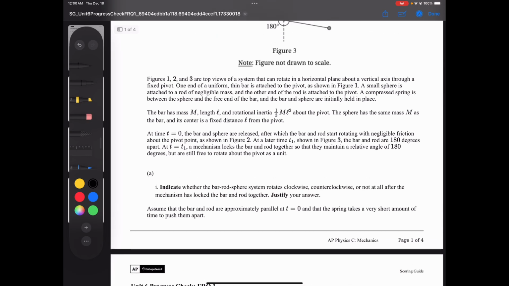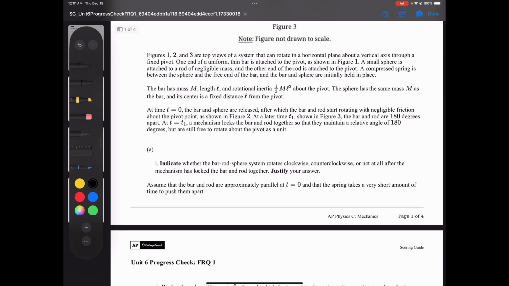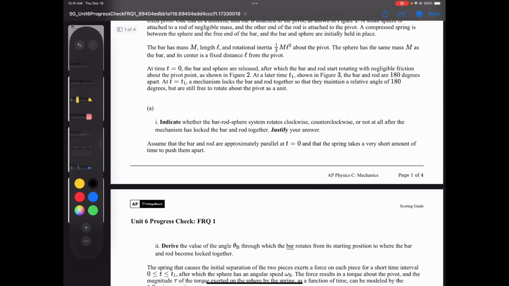One thing is important to note: the bar has a moment of inertia of 1/3 ml squared, and the sphere is going to have a moment of inertia of ml squared because it's a point mass, and they both have the same mass. For part A, we have to indicate whether it rotates clockwise, counterclockwise, or not at all after the mechanism has locked. For this one, it will not rotate after locking.